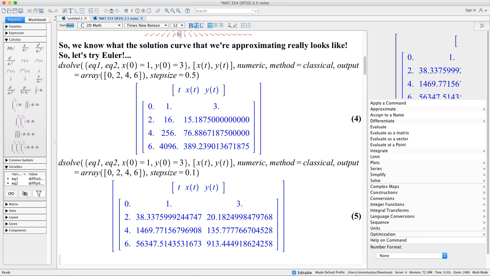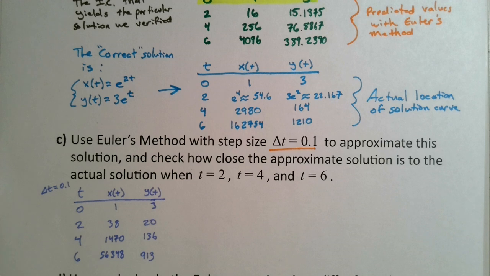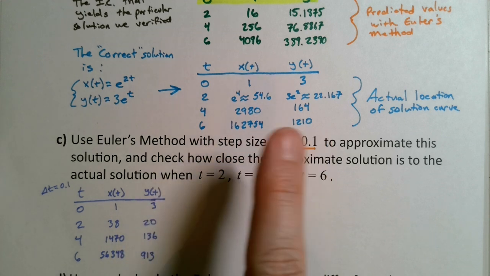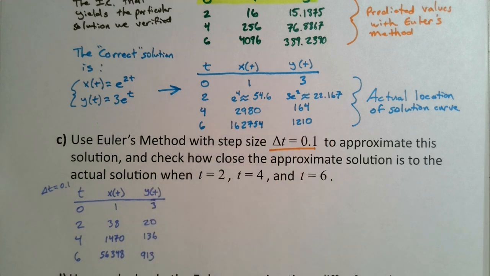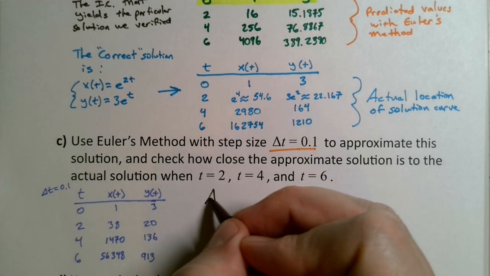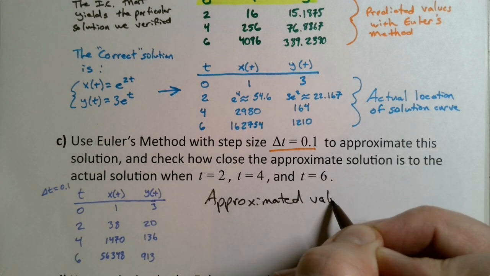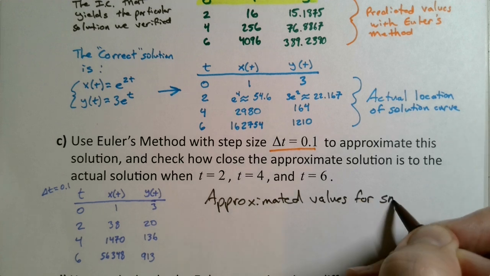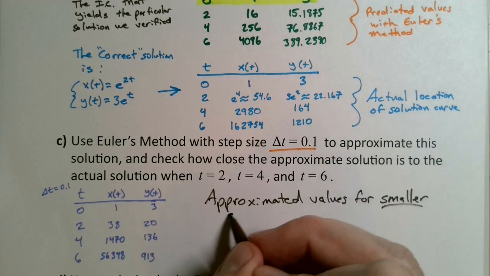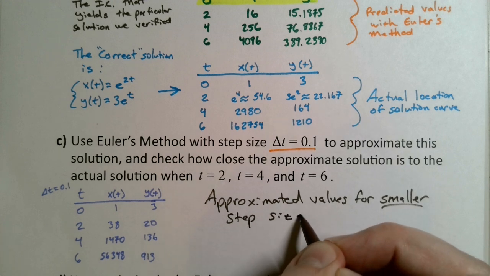So let me go back to the notes and we'll write this down. Seeing our results for this smaller step size, you can see that we're getting closer to the right answer, but we're still a long ways away. At t equals 6, we're still a long ways away from being correct for x and y. So what does that mean? Well, approximated values for a smaller step size are going to be more accurate.